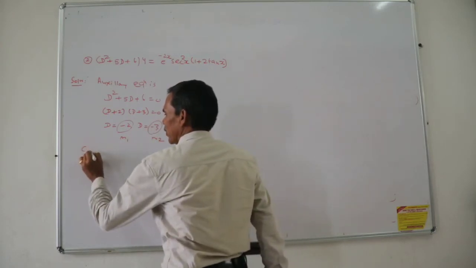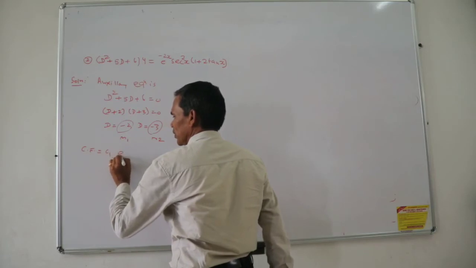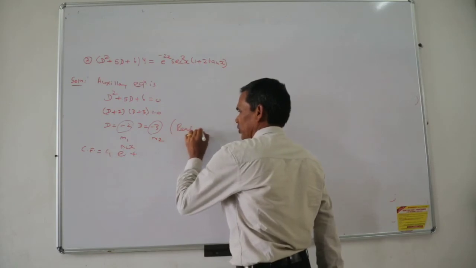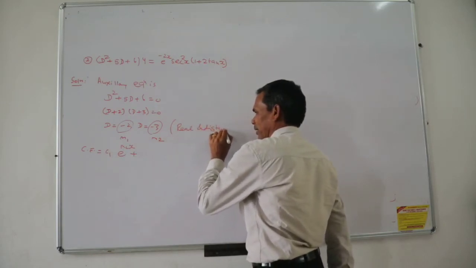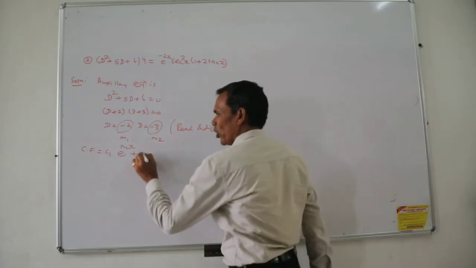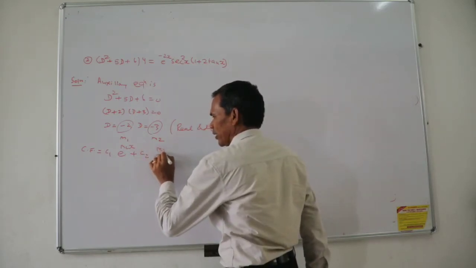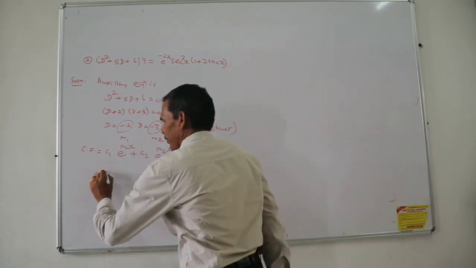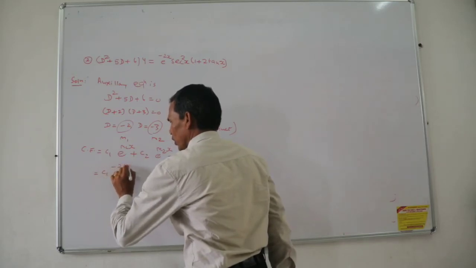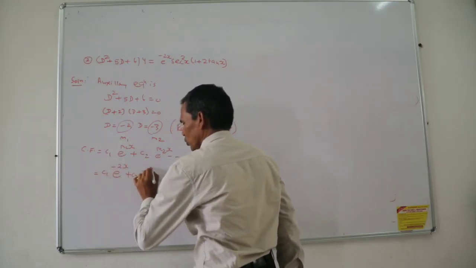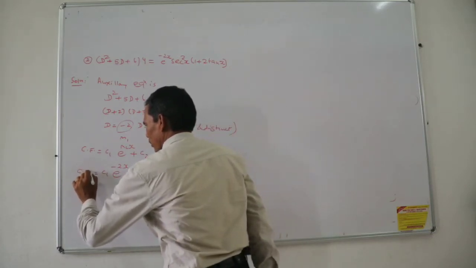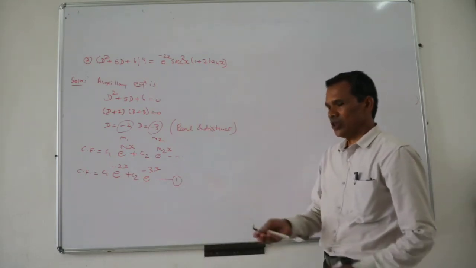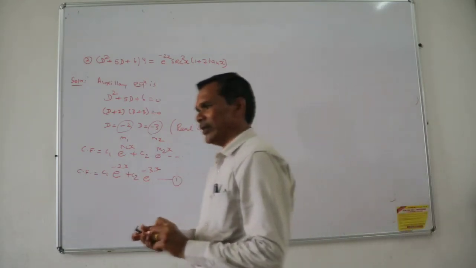So the complementary function would be of this particular form, c1 e raised to m1x plus c2 e raised to m2x, for real and distinct roots. So we have this formula to find out complementary function. To write it down, c1 e raised to minus 2x plus c2 e raised to minus 3x. So this is complementary function. I call this expression number 1. So this is the first part of the solution of the linear differential equation.